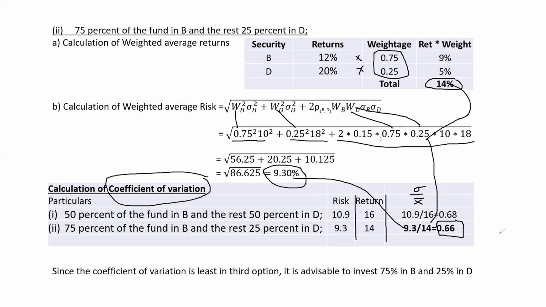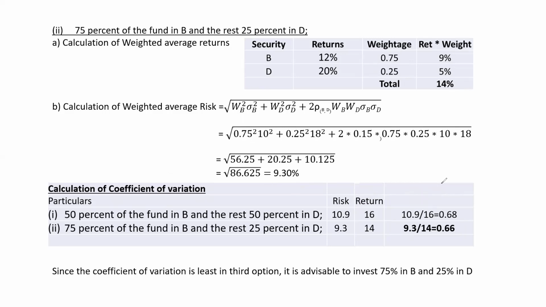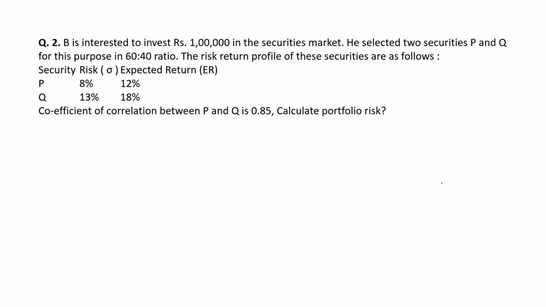Hopefully all the steps are clear. Any doubts? No? Then we'll go to the next sum where you can try it out. All right? Now do one thing. Check this sum and tell me what would be the portfolio risk. First, go through the question. Then I'll discuss it once and then you can check the answer.